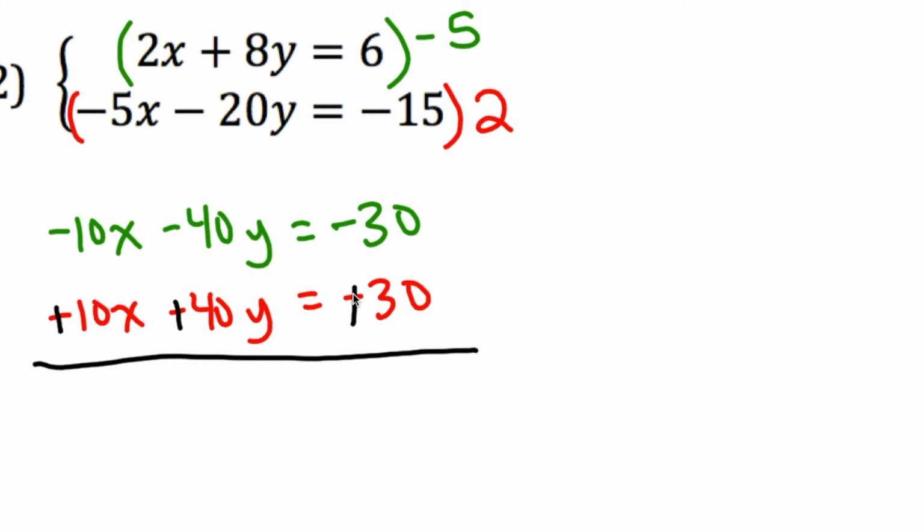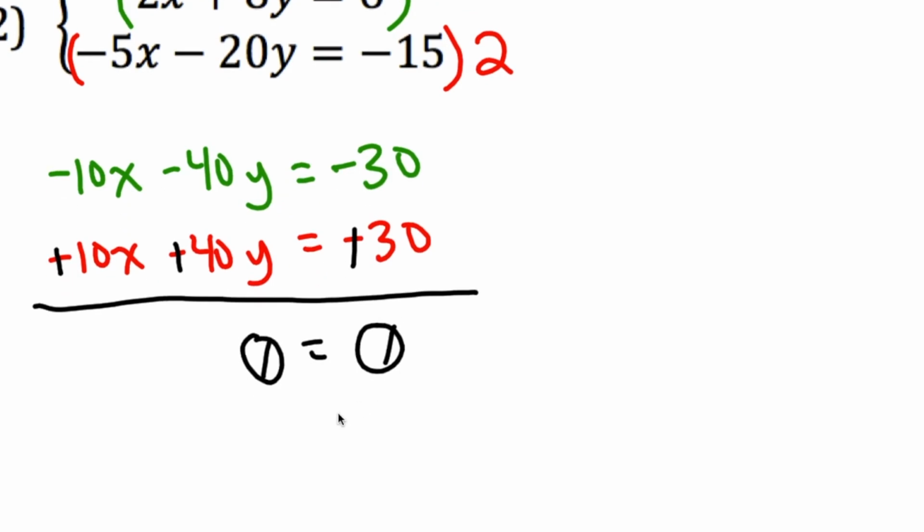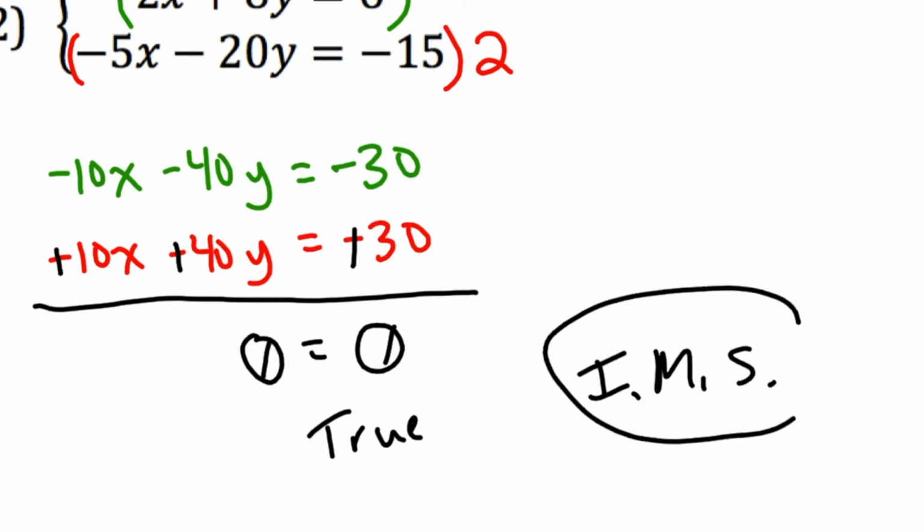Now I can add. Negative 10x plus 10x is 0. Negative 40y plus 40y is 0. Negative 30 plus 30 is 0. The variables all canceled. It's a true statement, which means my answer is infinitely many solutions, IMS.